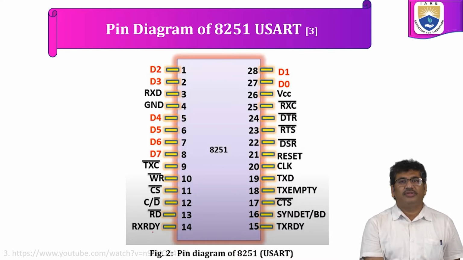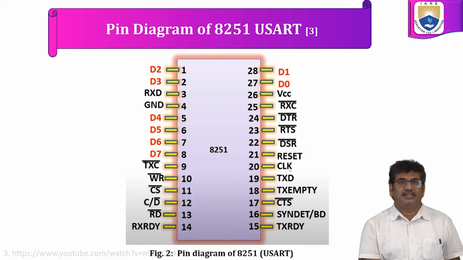RX RDY, which is a readiness or status signal by the receiver indicating the receiver is ready. RXC bar, it is a clock pulse for the receiver. At what rate the data has to be received will be decided by the RXC line. DTR, it is for modem control signals. Data terminal ready. Request to send. Data set ready. Reset, this signal is used to bring 8251 to an unknown state or idle state.